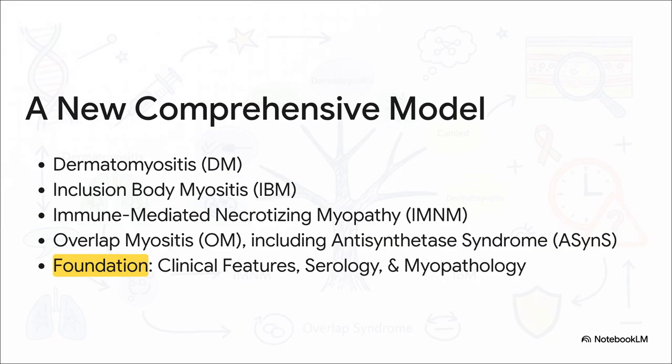So this is the new model. It's much more comprehensive, organizing IIMs into 4 main subtypes: dermatomyositis, inclusion body myopathy, immune-mediated necrotizing myopathy, and overlap myopathy, which is where antisynthetase syndrome fits in. And the foundation for all of this? It's about integrating everything: the clinical features, the serology, and the myopathology. You need all 3 for a complete picture.